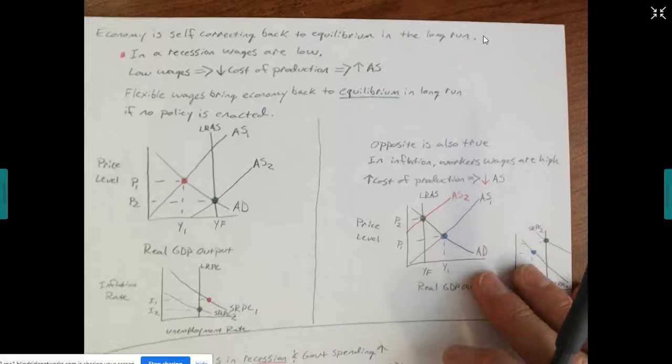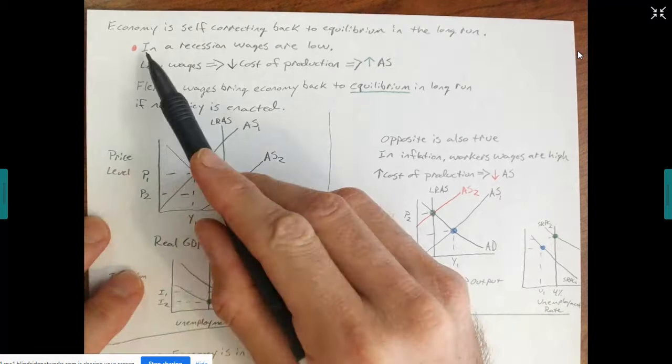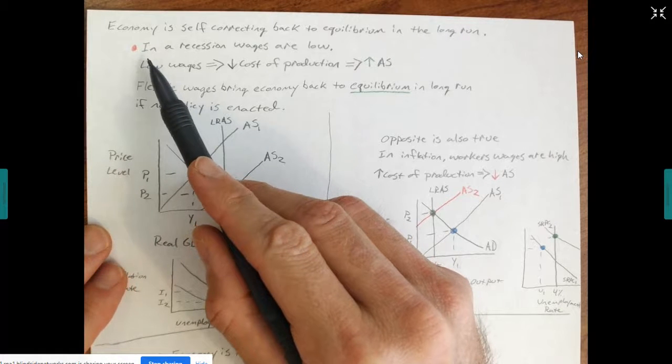Next, we're going to take a look at how the economy is self-correcting over time. In the long run, we're always going to come back to equilibrium, even if no major policies by the government are enacted. Now, let us be clear that there is no specific time frame for the long run. It could be a year, it could be 7 years, it could be 20 years. We're not sure. However, let me give you an example of what happens.